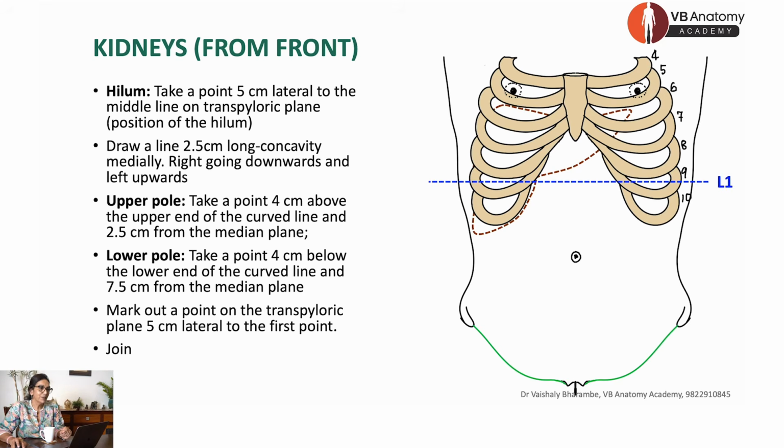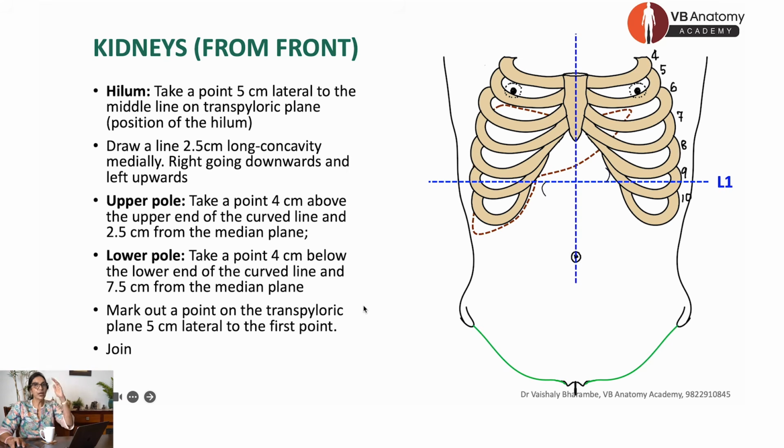Take a point 5 centimeter lateral to the midline on the transpyloric plane. That's the midline. I'm going to take 2 points 5 centimeter lateral to it. Right. Draw a line 2.5 centimeter long, concavity medially, but on the right side it's going downwards. On the left side it's going upwards. Did you see that? On the right side it's going down. On the left side it's going up.